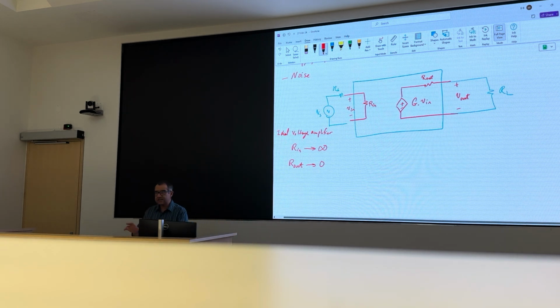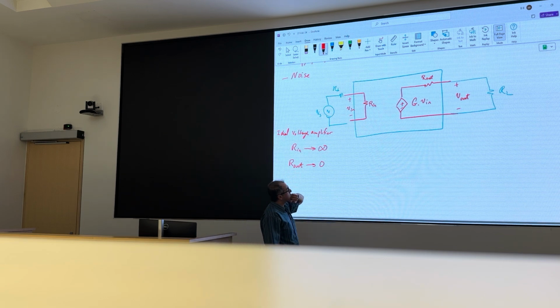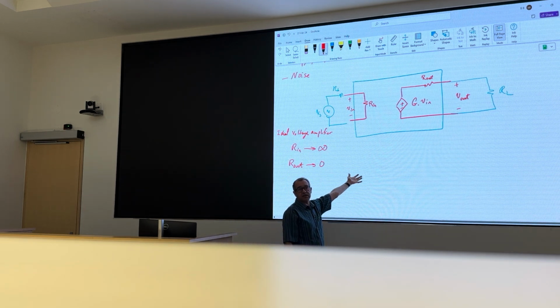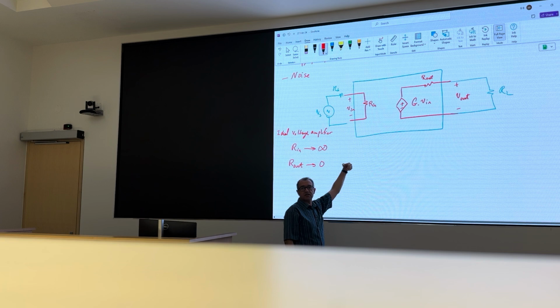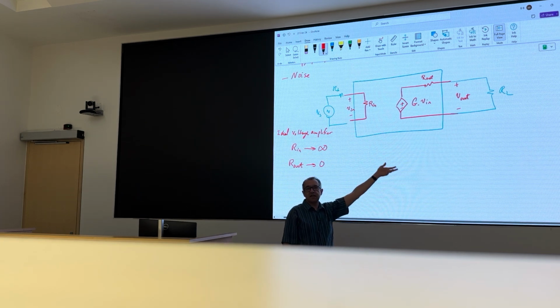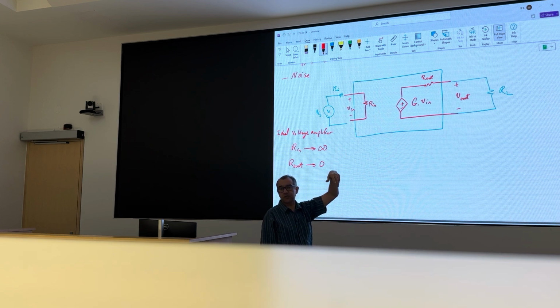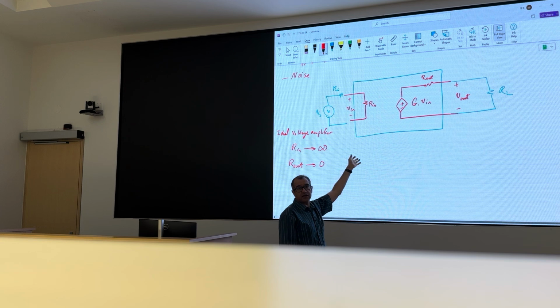But this is the generic model for a voltage amplifier. Unfortunately, you don't get these. You don't get an infinite input resistance. You don't get the 0 output resistance. You get something less than infinite for your input, more than 0 for your output, right? So we need to always go and calculate it.